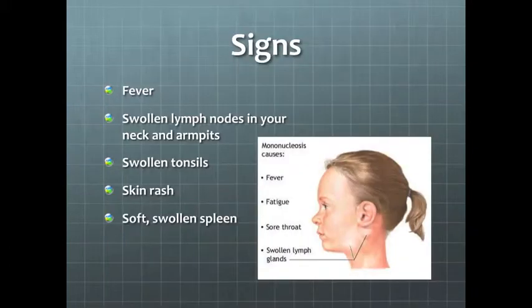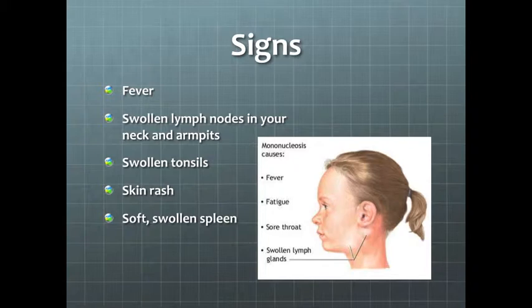There are many different signs and symptoms that you can show when you have mononucleosis. We're going to start with the signs, and you can see a picture there to show you where some of these would be located if you're not familiar with that. The first sign that you could have would be a fever. This could be a low fever or a high fever. There's no set range that it would fall under, just any kind of fever.